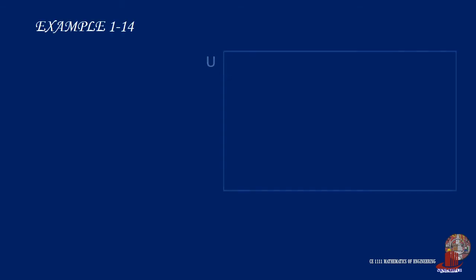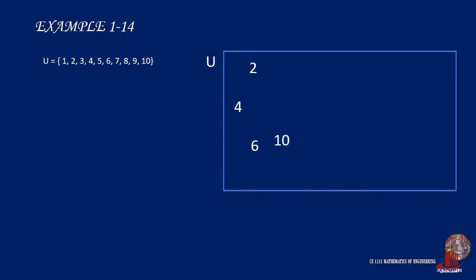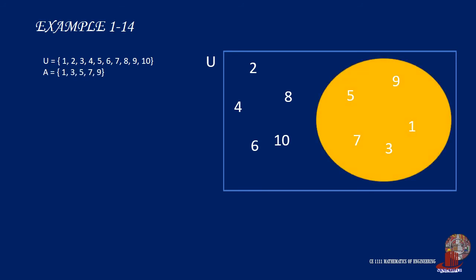Let's consider an example. Suppose we have set U with the elements of the numbers 1 until 10 and subset A with the elements 1, 3, 5, 7, and 9. Find A prime. We note that 2, 4, 6, 8, and 10 are the only elements of U which do not belong to A. Hence, we can say that A prime is equal to 2, 4, 6, 8, and 10.